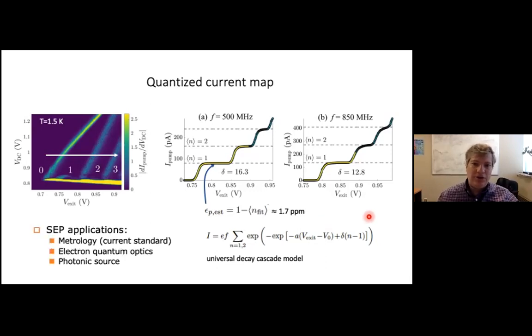Now, metrologists are interested in very high accuracy pumps because it's a viable route to a new and better current standard, if the errors can be reduced by another couple of orders of magnitude. These pumps can also be used as sources in single electronics, single electron optics, and, as I'll describe, for a single photon source.